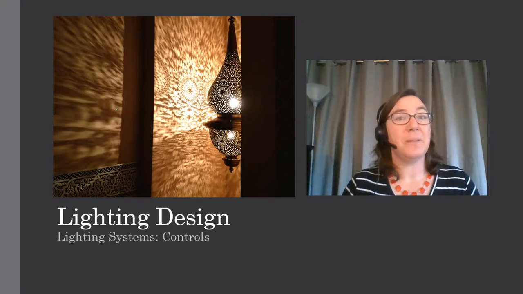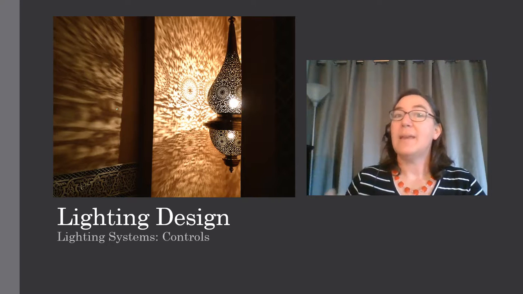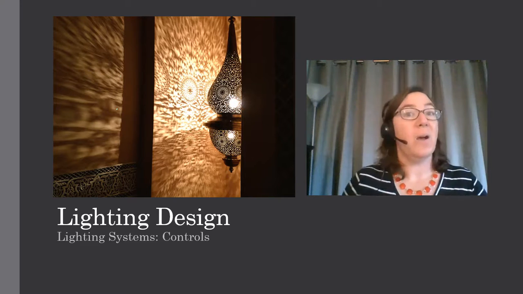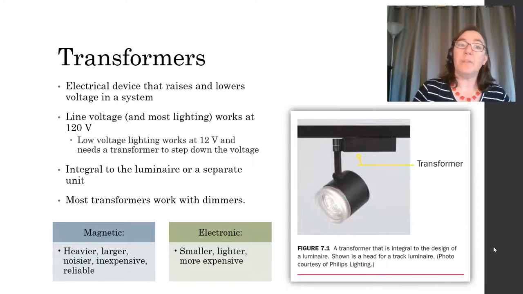Welcome back. We talked about some of the common equipment for control systems. Now let's talk about some of the auxiliary equipment. So a transformer is an electrical device that raises and lowers the voltage of the electrical system.